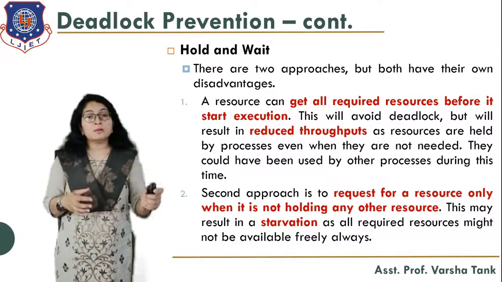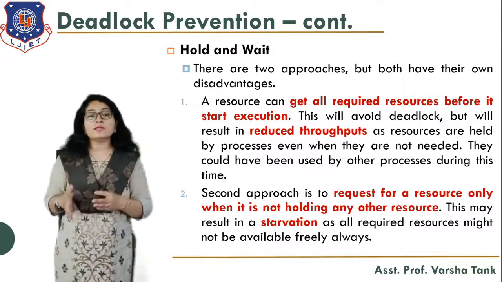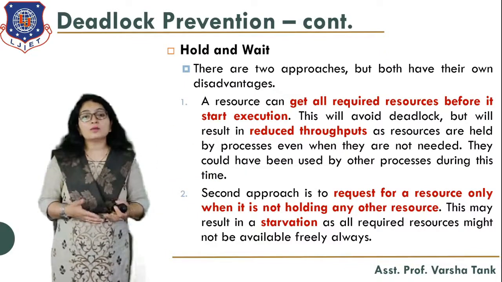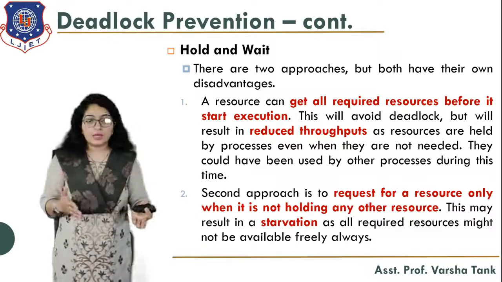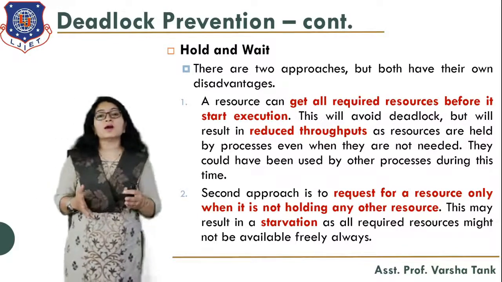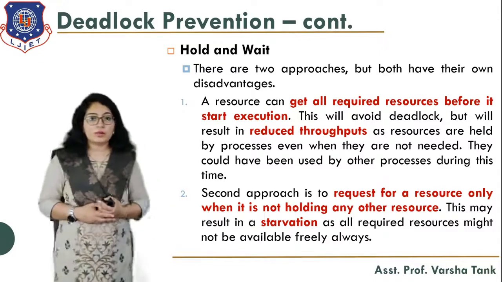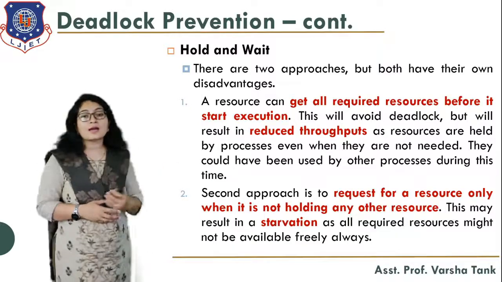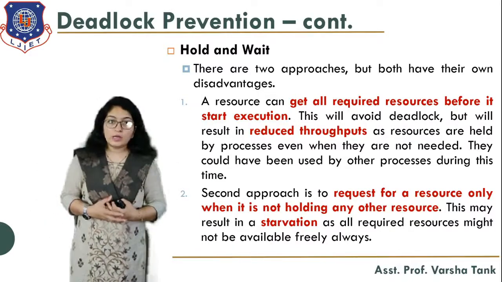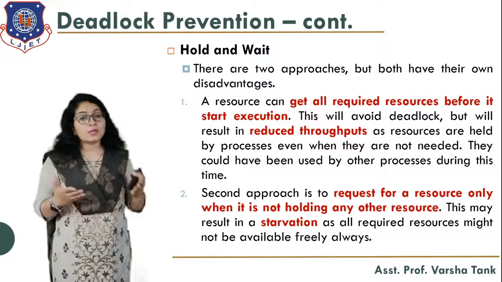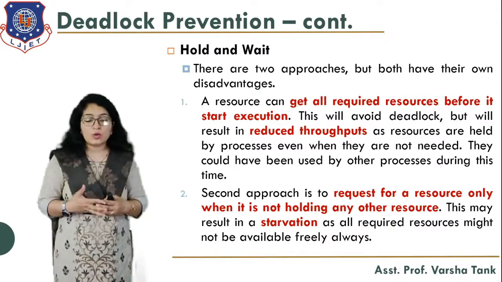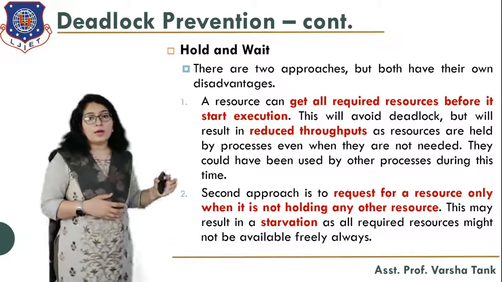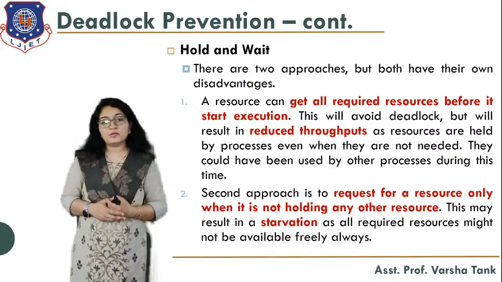That means the process is holding all the resources at the same time. It may be possible that the printer assigned to the process is necessary only at the end, yet the process is holding the printer from the start. If at that time another process requires the printer, it can't print the document. So this avoids deadlock, but it results in reduced throughput as resources are held by the process even when they are not needed. I gave the example of the printer. The process doesn't need the printer right now, it will need it after some time, but still it is acquiring the printer. It could have been used by another process during this time.